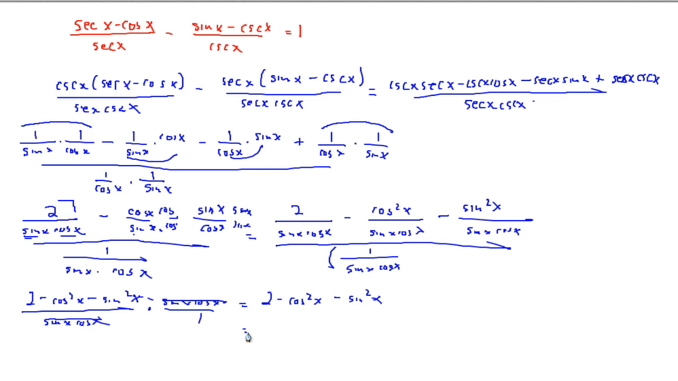And as you can see, this negative sign, I'm going to factor that out. So 2 minus, if we factor that out, that gives us cos squared of x plus sin squared of x. We know that cos squared plus sin squared gives us the identity of 1. So that's going to be 2 minus 1, which is equal to 1. So therefore, we prove that our left side is equal to the right side, which is 1.